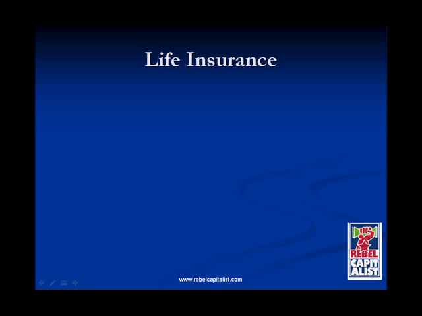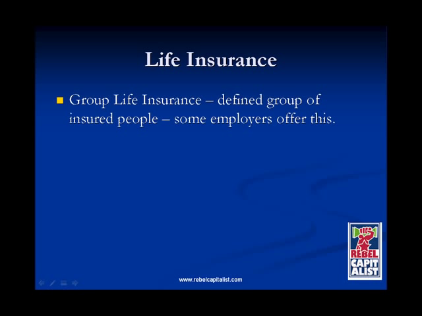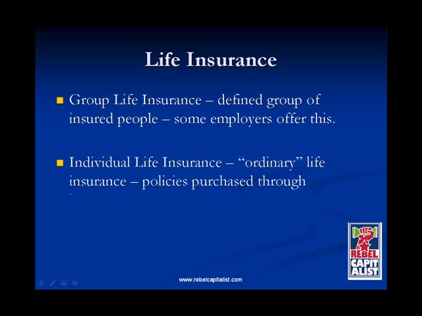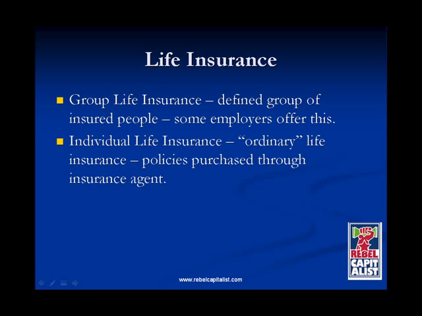Okay, let's start with life insurance. Group life insurance is typically defined by a specific group of insured people, such as a group of people defined by a place of employment, such as Acme Manufacturing. Many employers offer this as an employee benefit. And then there's individual life insurance, or ordinary life insurance. These are policies that are typically purchased through an insurance agent.